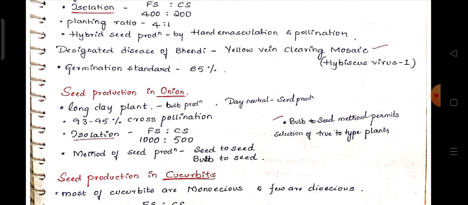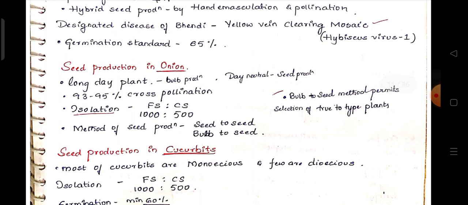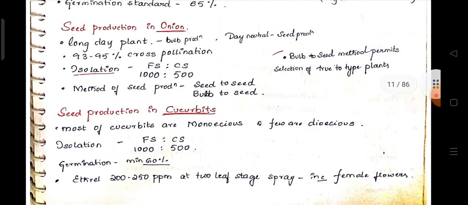In case of onion, it is a long day plant. Bulb production is taken here. It is day neutral for seed production. The bulb to seed method permits selection of true to type plants in case of onion. Here about 93 to 95% cross pollination is found. 1500 is the isolation distance. Seed to seed or bulb to seed seed production method is followed.